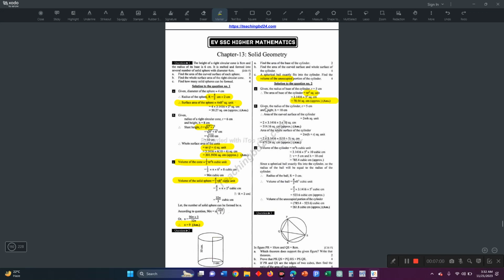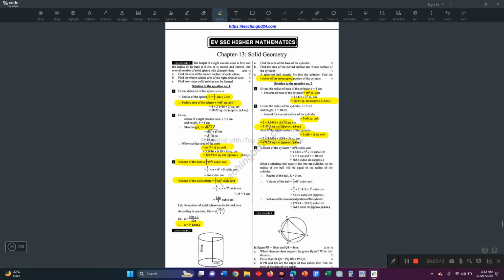In part B, that is, find the area of the curved surface and whole surface of the cylinder. There are two formulas. For the curved surface, the formula is 2 pi r h, and for the total surface area, the formula is 2 pi r into h plus r. Getting these values from the question, we can determine this easily, and these values have come 314.16 square centimeter, which is the curved surface area, and the total surface area has come 471.24. Okay, we have completed B and C.